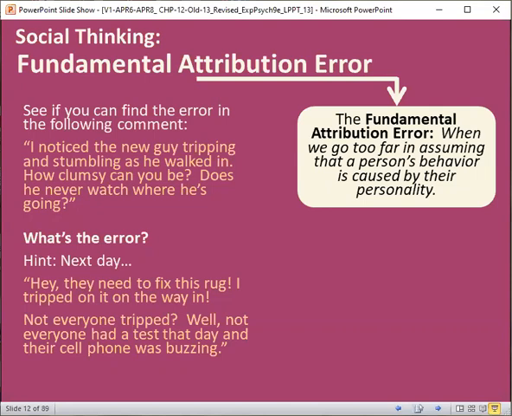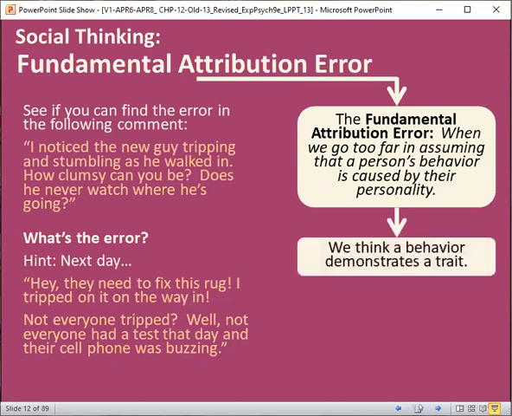And we commit that error primarily because of the type of culture we have. And we'll see more about that in a second. But an individualist culture really focuses a great deal on, guess what? The individual. So everything is seen slightly from the individual's perspective. So we tend to make this attribution error more often, assuming that a person's behavior is caused by their personality. So we think a behavior demonstrates a trait.